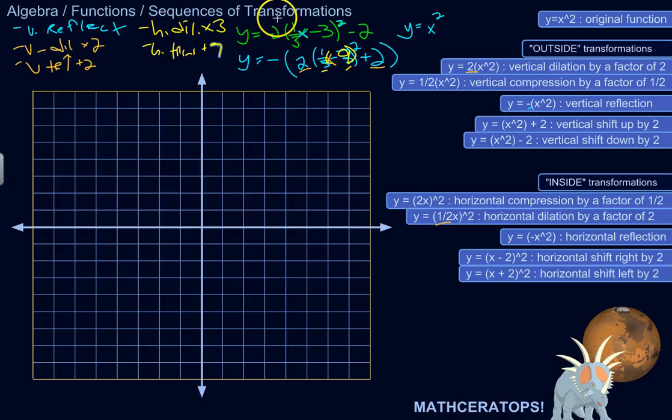Alright, so here's our list of what we need to do to y equals x squared. Now the question is, in what order are we going to do that? So you want to do the dilations first. So let's do it in this order. Dilations definitely before. You want to do the shifts, the translations, after the dilations.